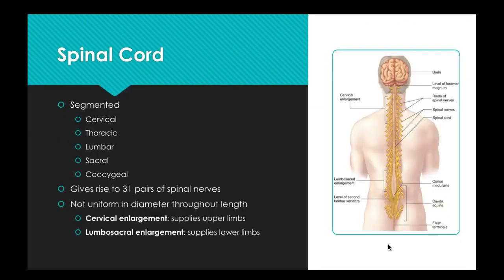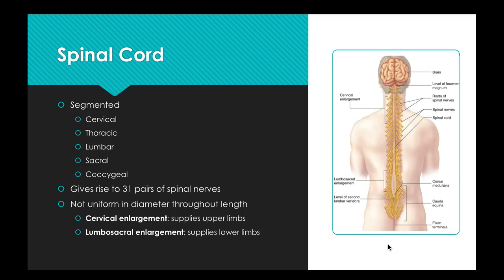We'll first start off with the spinal cord. When we take a look at the spinal cord, it is segmented into cervical, thoracic, lumbar, sacral, and coccygeal regions. These regions give rise to 31 pairs of spinal nerves, meaning that we have the spinal cord levels on both sides. Although we have the spinal cord in one elongated section, there are some changes in diameter throughout the length.